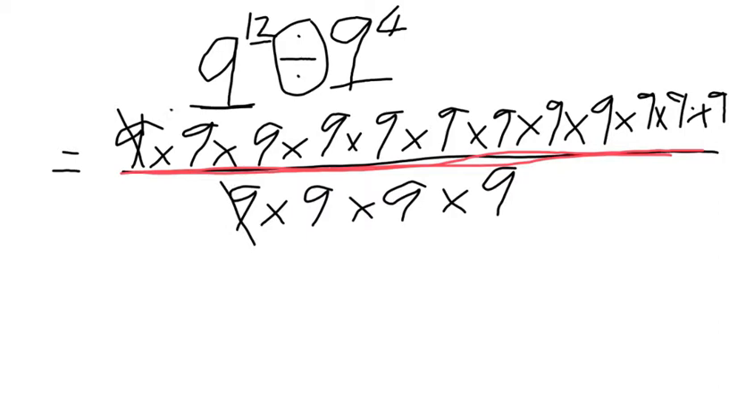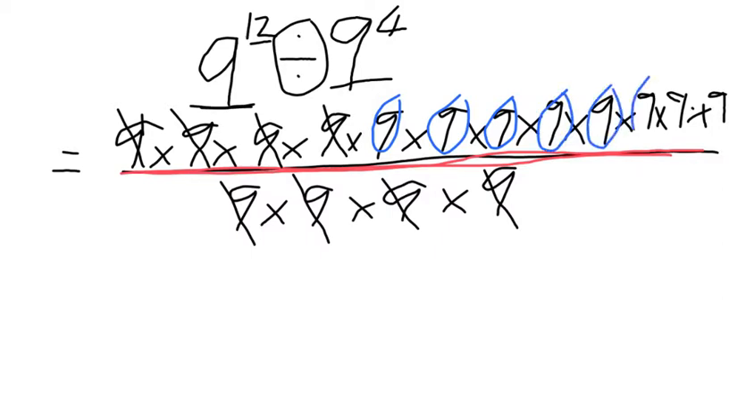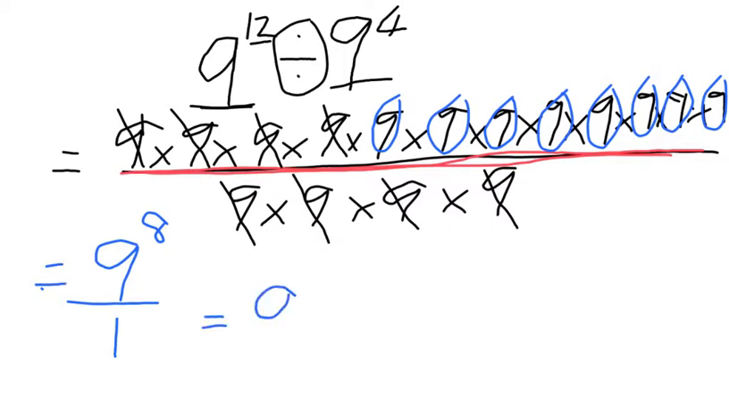It makes this quite easy because we can just go by cancelling 1 from the top and 1 from the bottom. Now we see how many 9s we have left. So on top we have 1, 2, 3, 4, 5, 6, 7, 8. So we have 9 to the power of 8. And this is over 1. This is also equal to 9 to the power of 8.